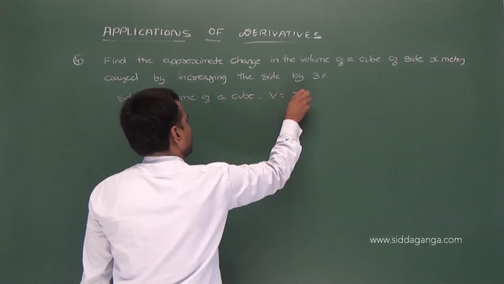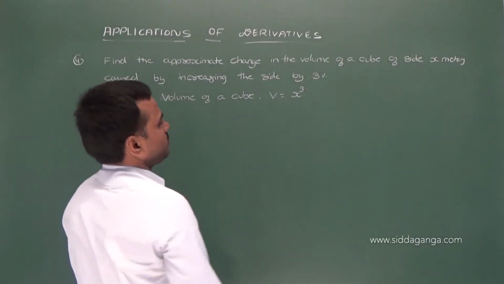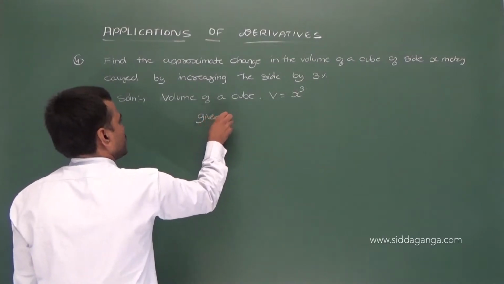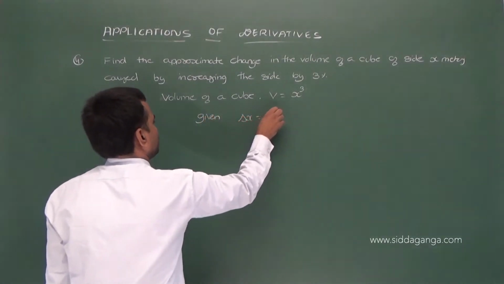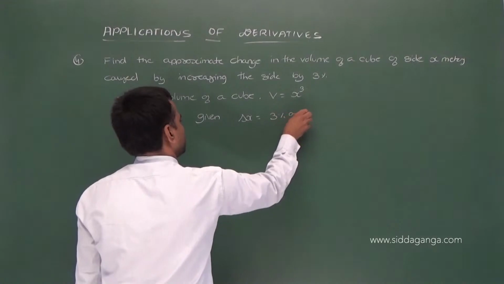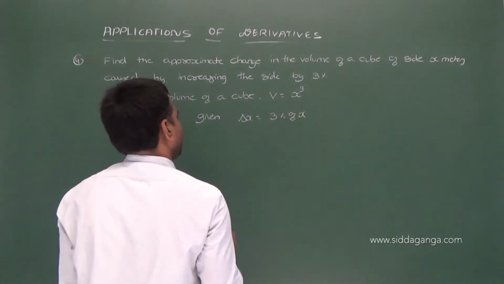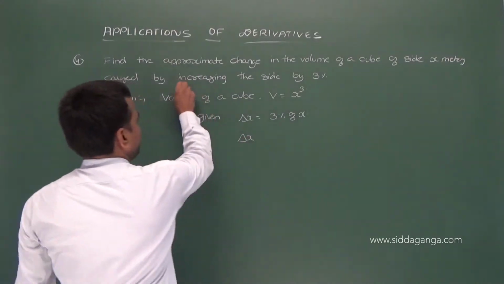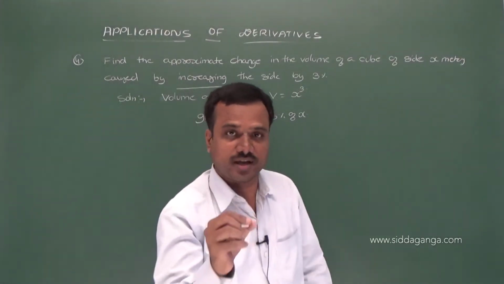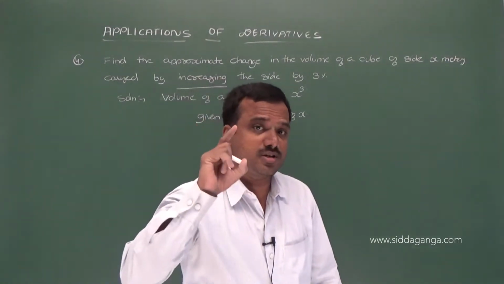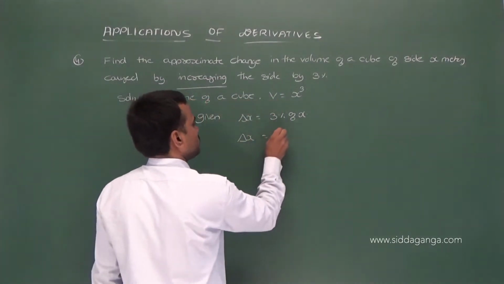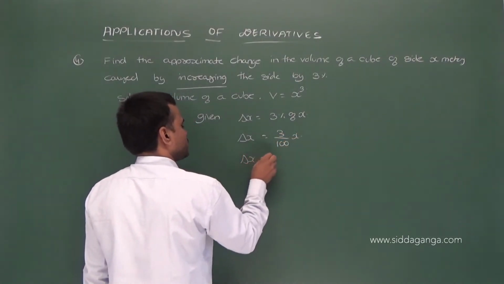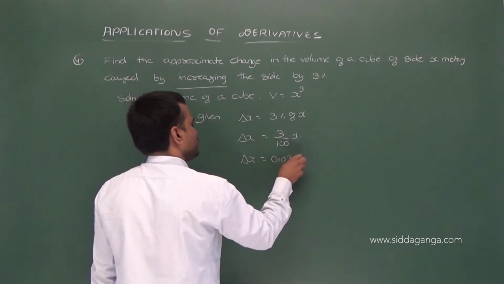V is equal to what? X cube. Volume of a cube, V is equal to x cube. Given delta x is equal to 3% of x. Correct? Delta x, it is increasing, means we have to take the positive sign. Decreasing means we have to take the negative sign. Delta x is equal to 3 by 100 of x. Delta x is equal to 0.03 into x.